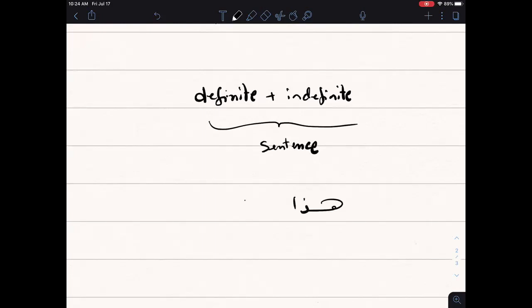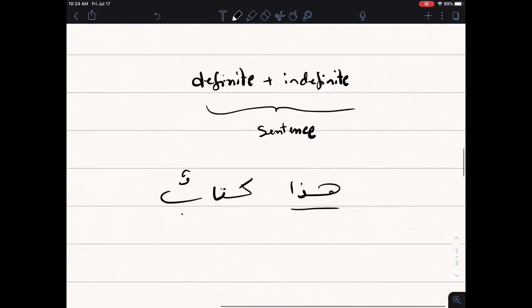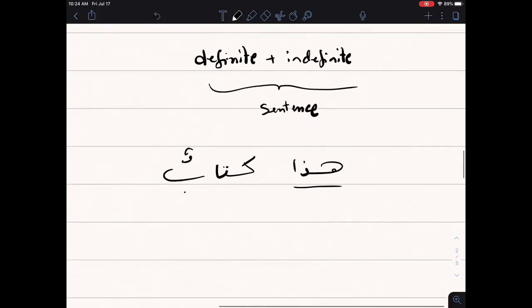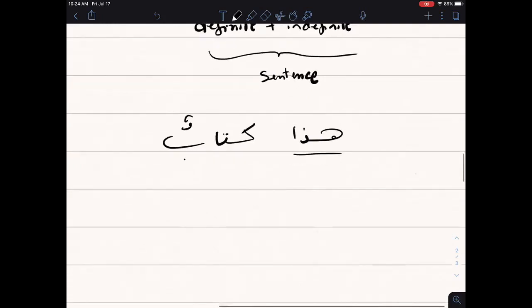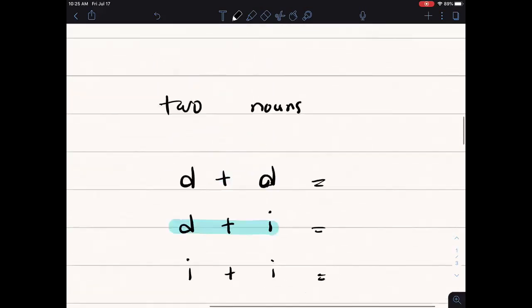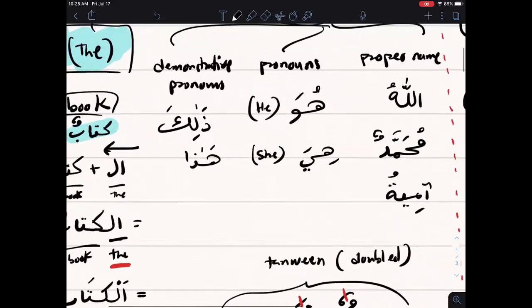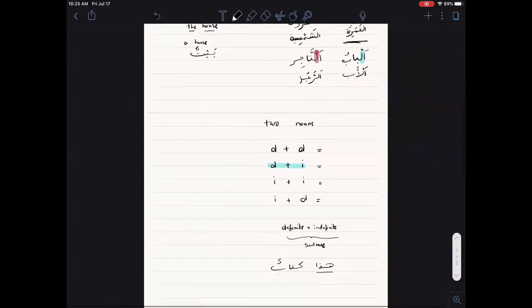So let's think about what we said in the last chapter. We said هذا كتاب. What is هذا? Definite or indefinite? Just write D or I. Even if it's simple, it makes me feel better. Yes, هذا we just learned is D. Why? Because it is a demonstrative pronoun. We just talked about it. Make sense? So this is D.